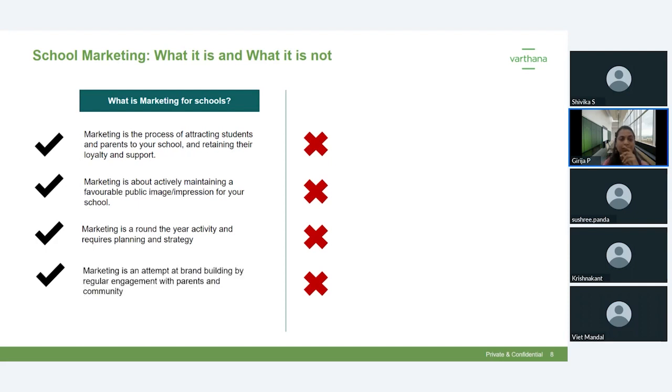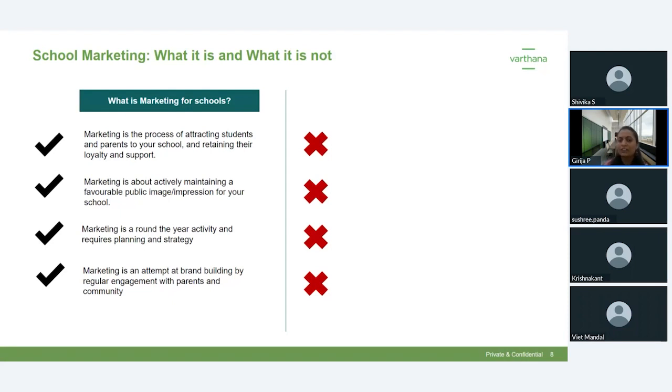And marketing for a school is an attempt to build a brand through regular engagement with the parents and community. Through different campaigns, you are involving the parents, and it is creating a brand identity and brand image in their mind. So what you all have shared is that you used different strategies and still there was no impact.